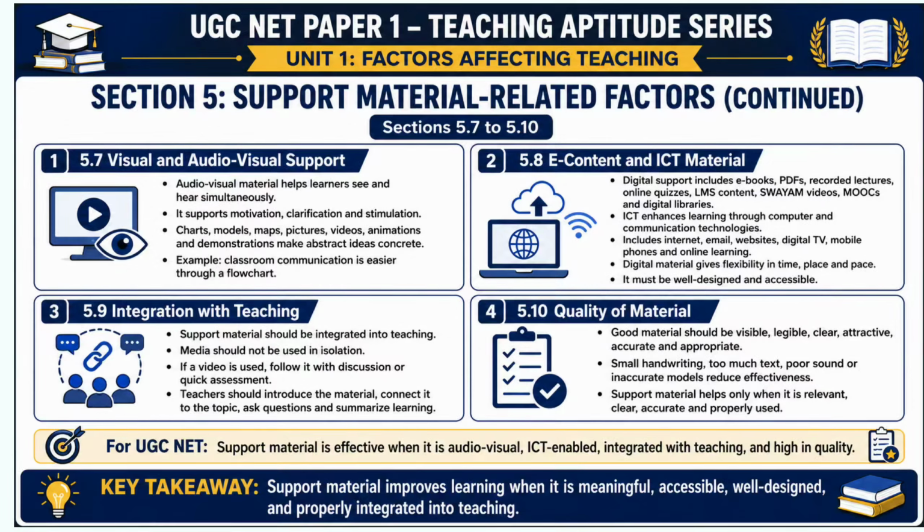5.10 Quality of material. Good support material should be visible, legible, clear, attractive, accurate, and appropriate. A chart with very small handwriting will not help. A slide with too much text will confuse. A video with poor sound will distract. A model that is inaccurate will mislead. So, support material affects teaching positively only when it is relevant, clear, accurate, and properly used.